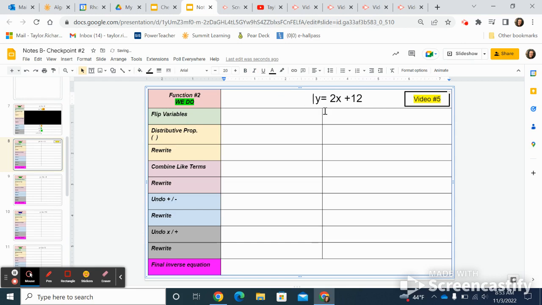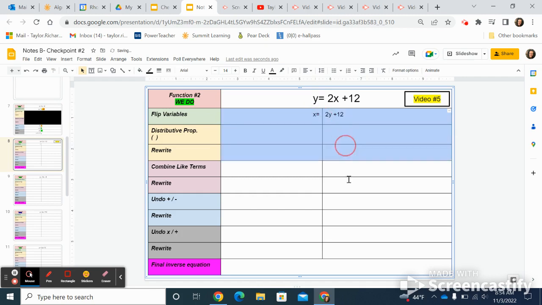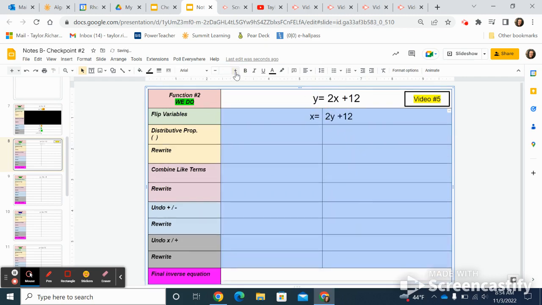So remember, again, this line's going down from our equal sign, and we're going to flip x and y. So instead of y equals, we're going to do x equals. Instead of 2x, we're going to do 2y. And then we have our plus 12. We just simply flipped x and y. I'm going to make this a little bigger.